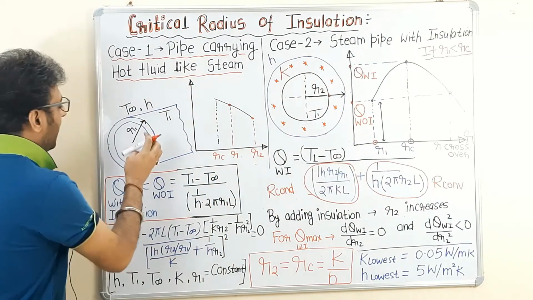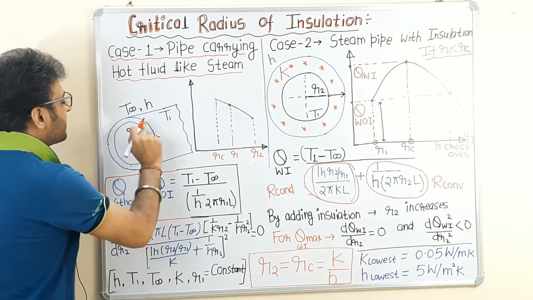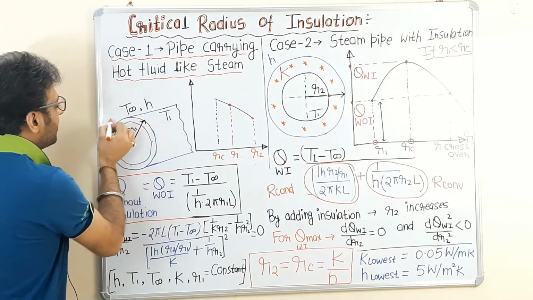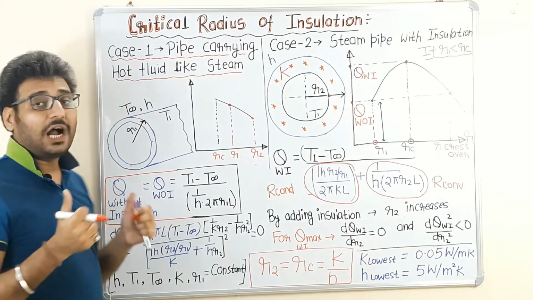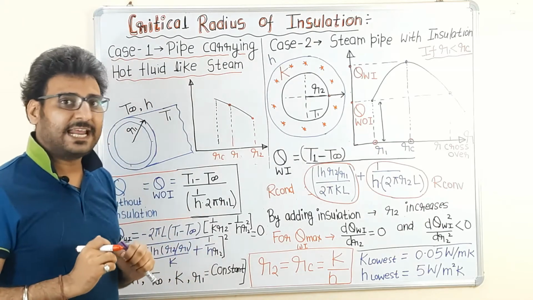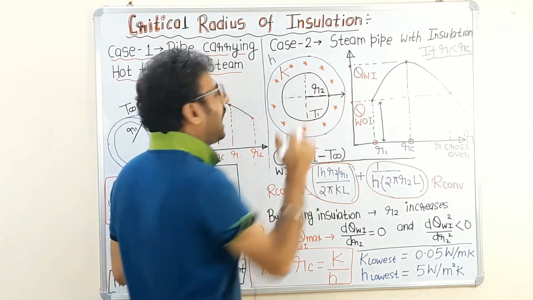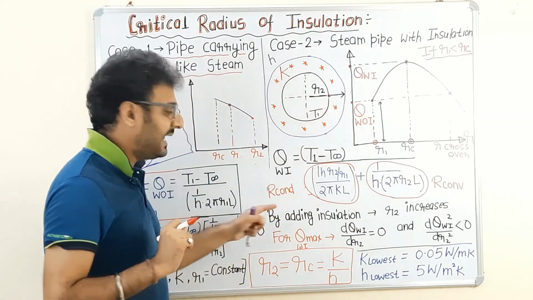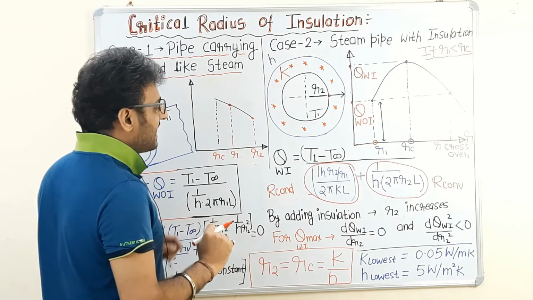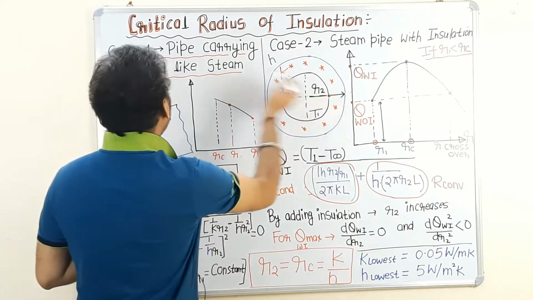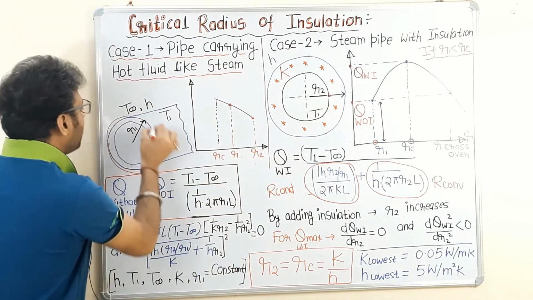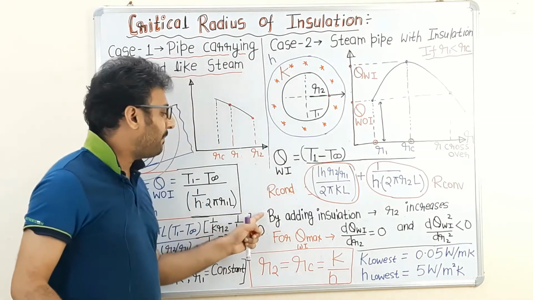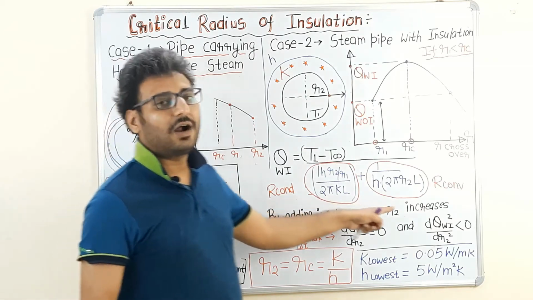Now, initially the radius of the outer surface of the steam pipe is R1. When we apply insulation, R2 will increase. R2 is basically the distance of the outer surface of the insulation from the center. So by adding insulation, R2 will increase, and as we increase the thickness of insulation, R2 will increase.